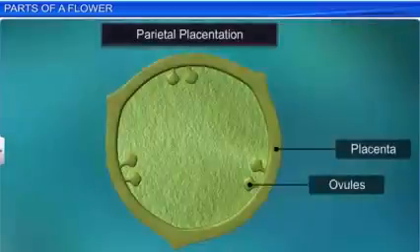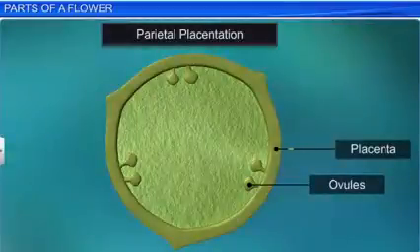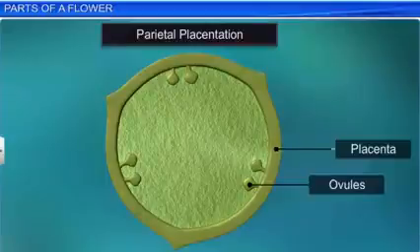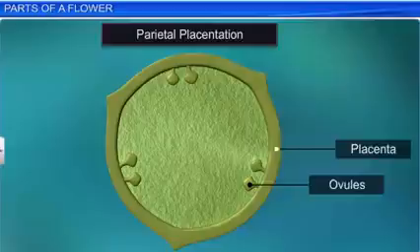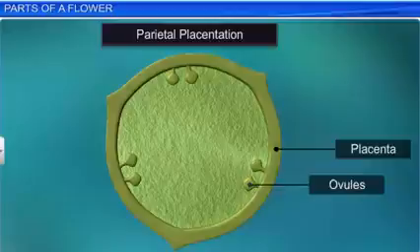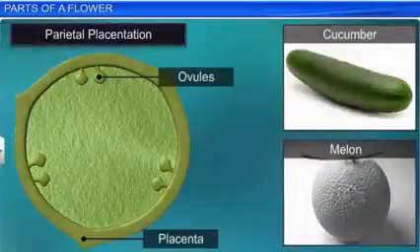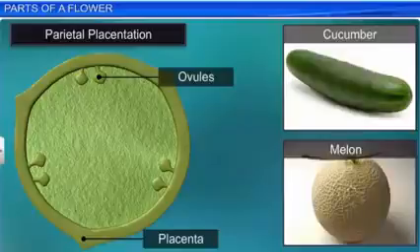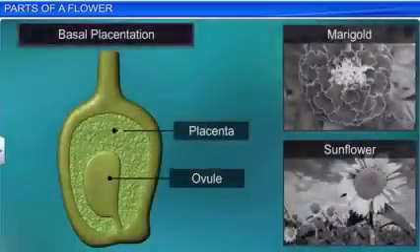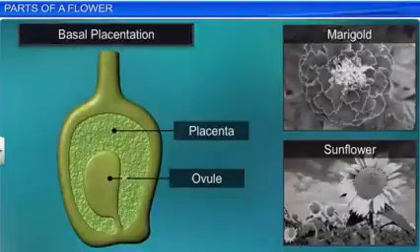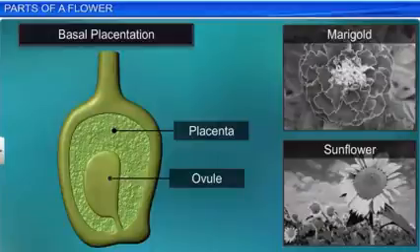In parietal placentation, the ovary is initially single-chambered. A false septum later develops and divides it into 2 chambers. The ovules develop on the peripheral or inner wall of the ovary. Parietal placentation is seen in plants such as cucumber and melons. When the placenta develops at the base of the ovary and a single ovule is attached to it, the placentation is called basal placentation. This is seen in marigold and sunflower.